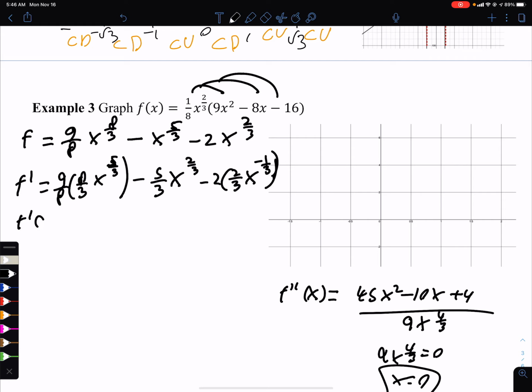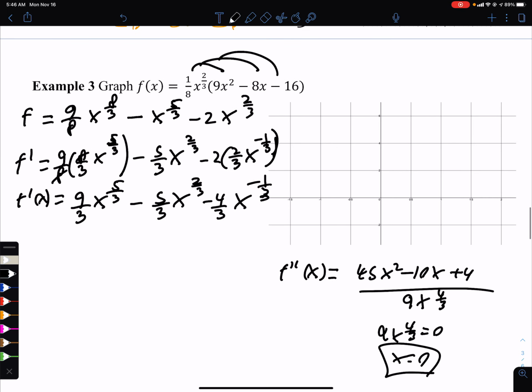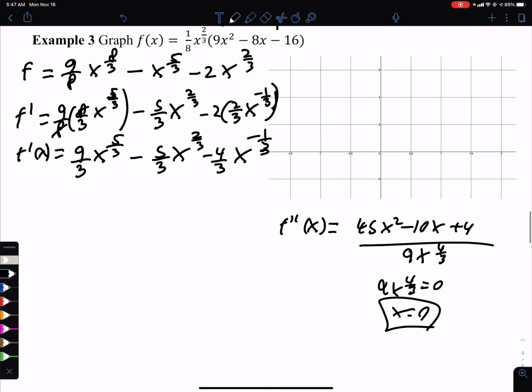So here's our derivative. These 8's are going to cancel. You get 9/3 x to the 5/3 minus 5/3 x to the 2/3 and -4/3 x to the -1/3. What do we do next? We're going to factor out a 1/3 and an x. See, they all have the 1/3. And we take the lowest power of x out, -1/3.